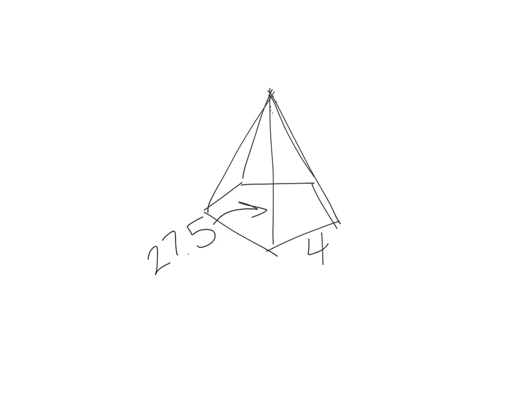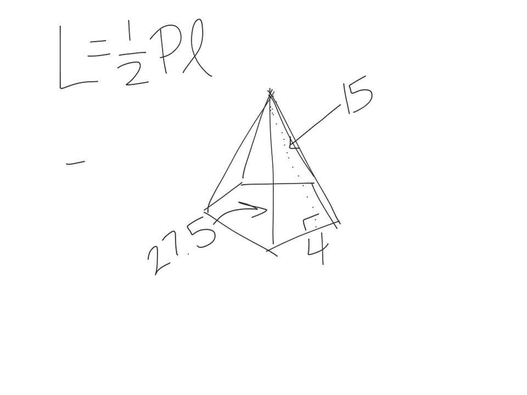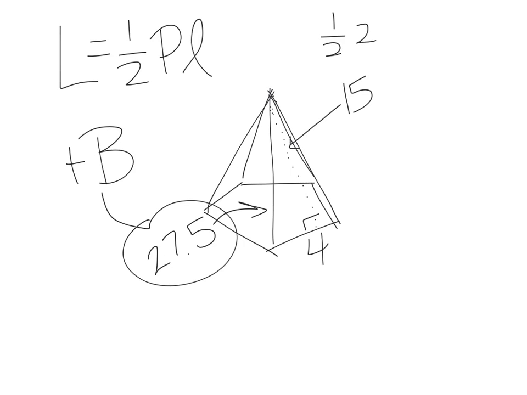So if I make my dotted line here down the side, that right there is going to be 15 for your slant height, giving the right angle down there at the bottom. So again, the lateral is 1/2 the perimeter times the slant height, and then we have to add the area of the base, which they already told us is right there. So let's see the perimeter. 4, 4, 4, 4, 4. 5 times 4, that's 20. It'd be half of 20 times 15. Well, that's 10 times 15, that's 150.